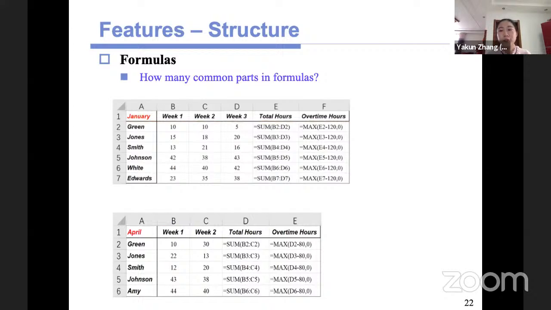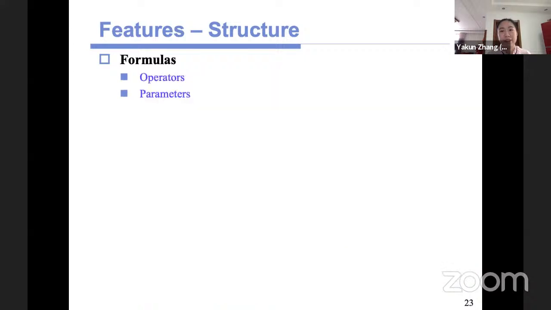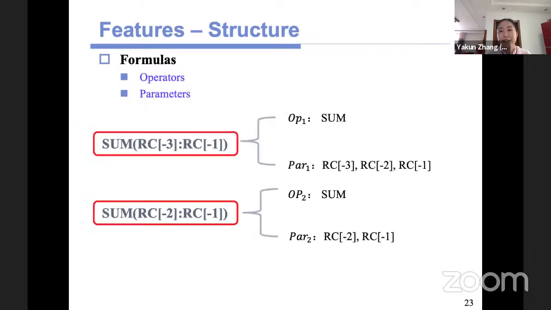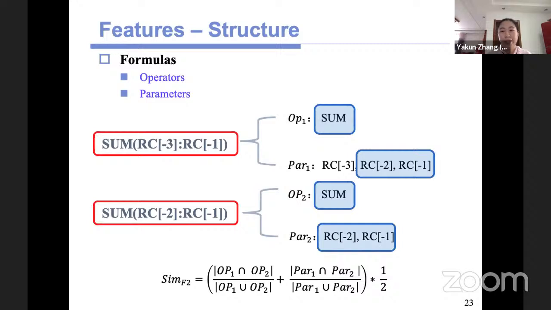We also select formula features as our structure features. Formulas in the corresponding cells among table clones often have different expressions in the A1 format, but the same expression in the R1C1 format. We first convert formulas to the R1C1 format, and then we divide the R1C1 formula into two parts: operators and parameters. First, they have the same operator, sum. Second, they have two same parameters. This is the corresponding similarity calculation formula. We can see that the two formulas share similar computation.